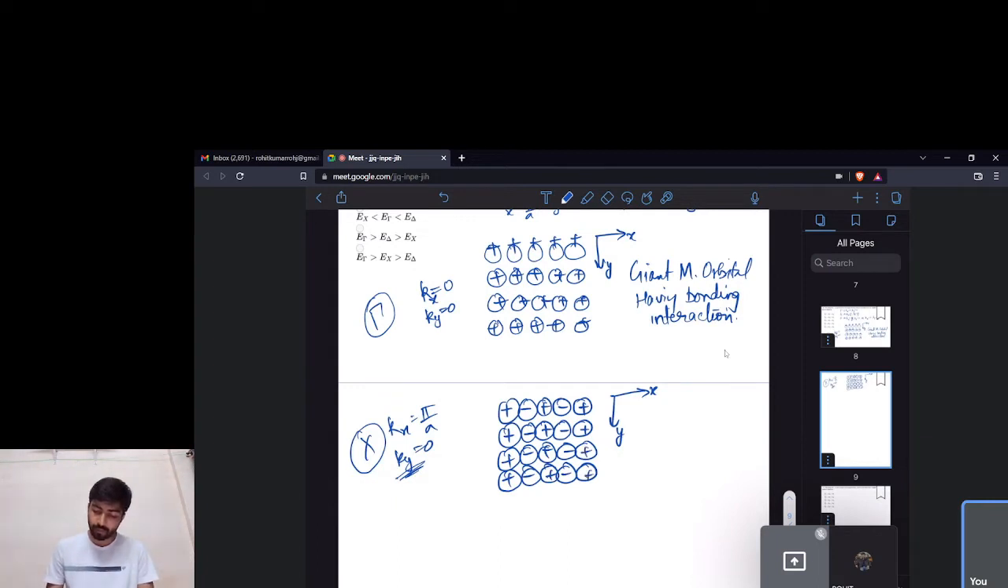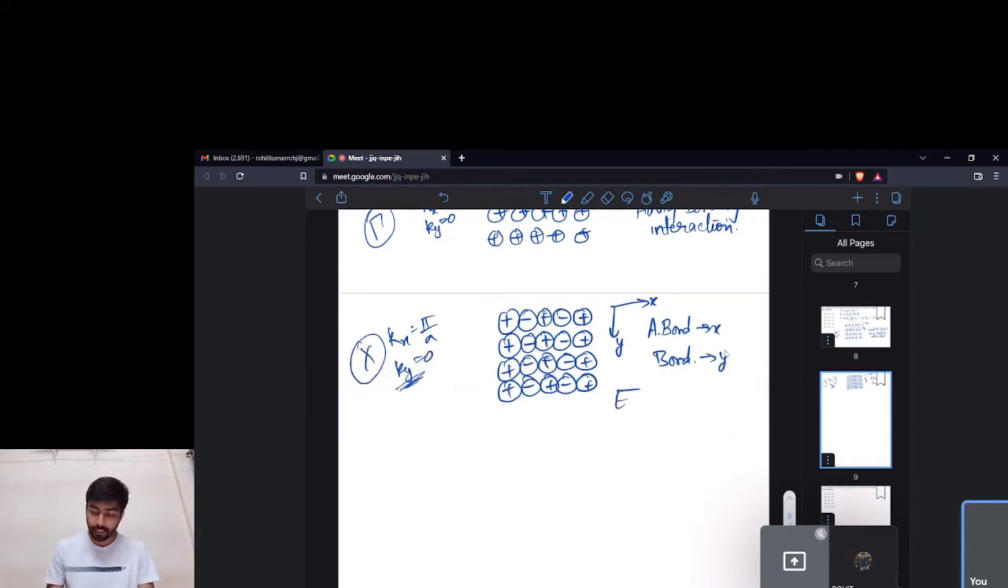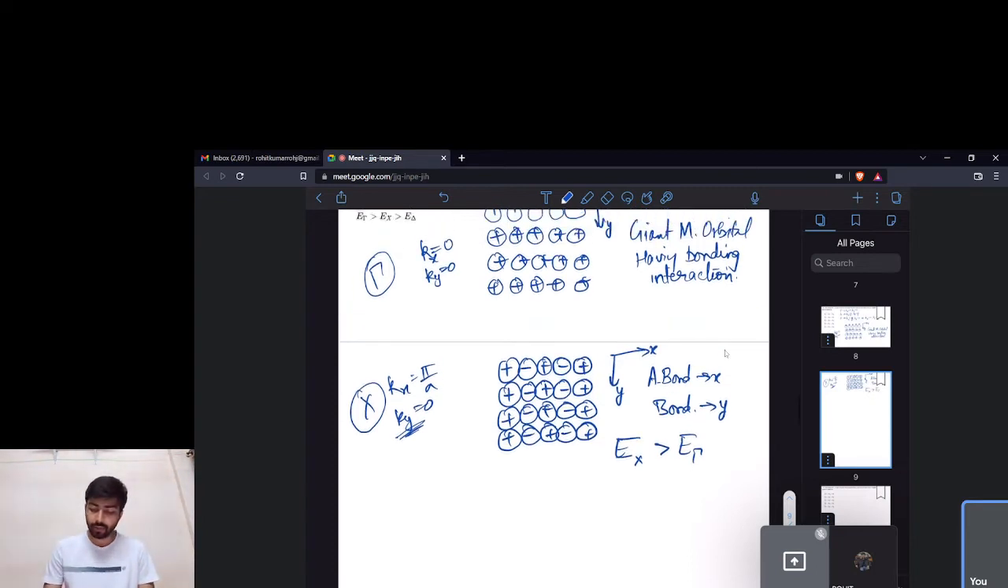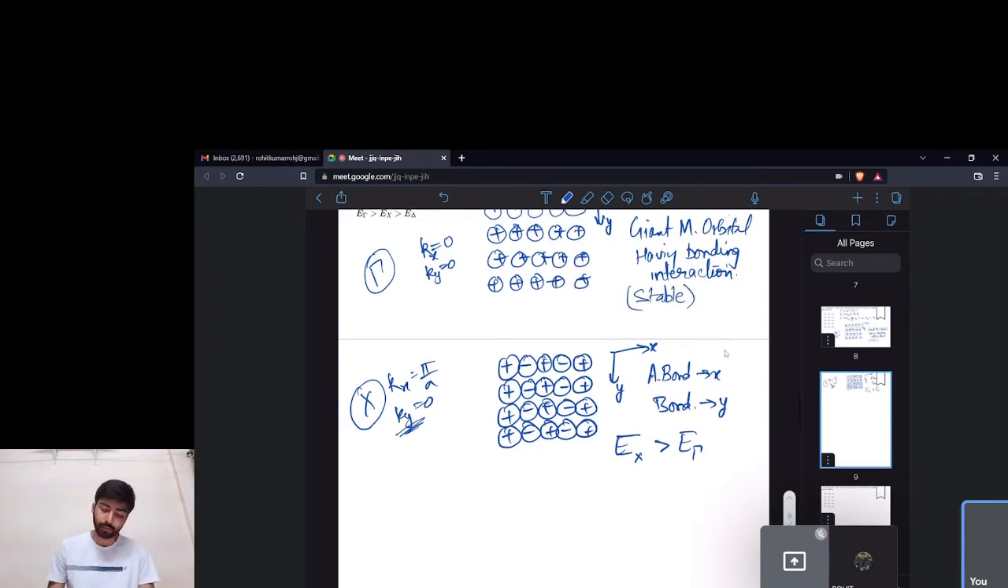So here we have anti-bonding in x but bonding interaction in y direction. So clearly the energy in case of the x configuration of kx equal to pi by a and ky equal to 0, at the x point, will definitely be greater than E gamma, right? Because we have an extremely stable bonding orbital.